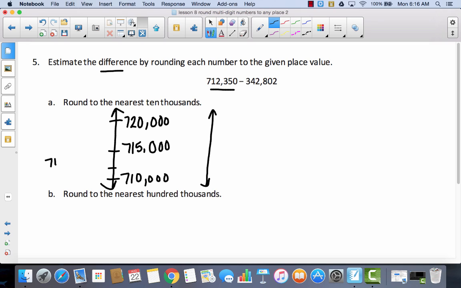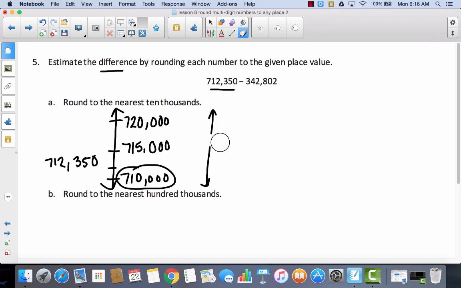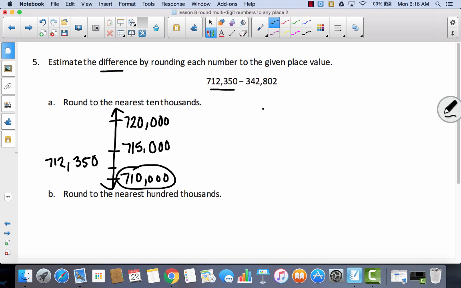So I've got 712,350, which means that 712,350 is closer to 710,000. Now I'm actually going to erase this and move this number line over a little bit because I put it a little bit close. All right, so let's move it over. Now I'm going to round 342,802 to the nearest 10,000.